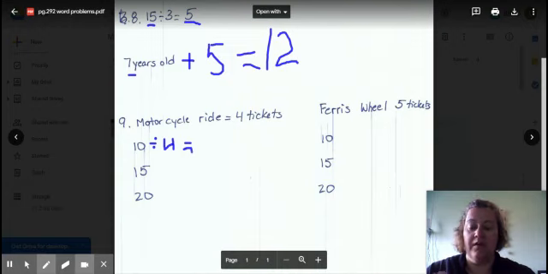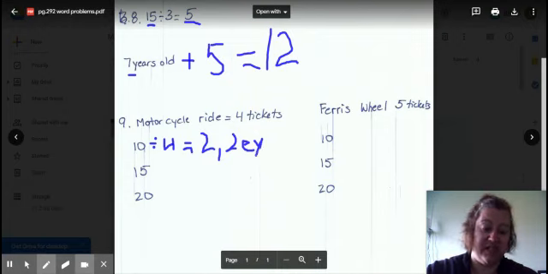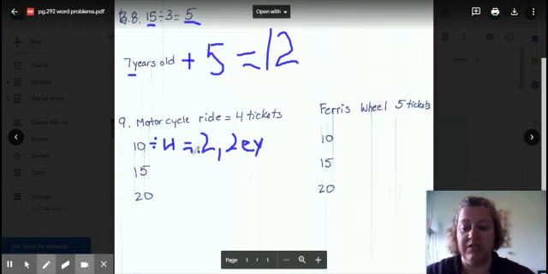So, how many times does 4 go into 10? 4 goes into 10 2 times, but we have 2 tickets left over. 2 extra. Okay? So, it's not going to be a good deal for them to get the 10 tickets because she only gets to go 2 times, and then she has these 2 tickets she doesn't know what to do with.